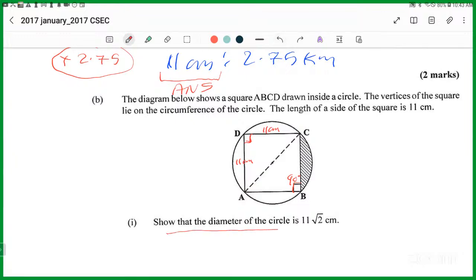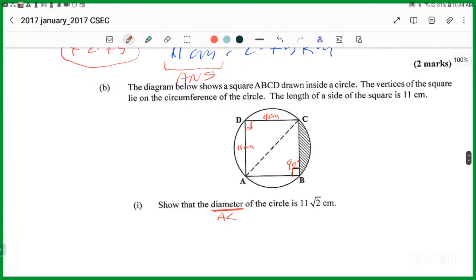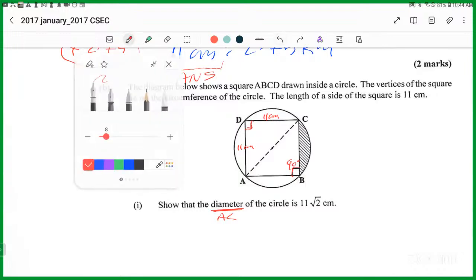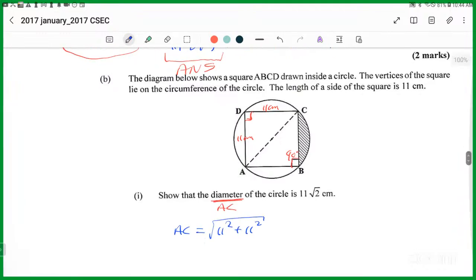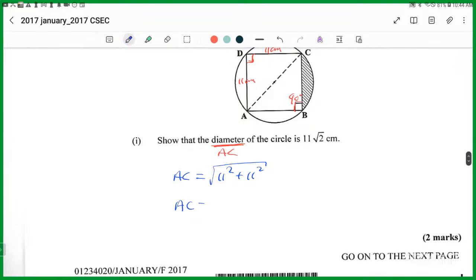Question says, show that the diameter is 11 square root of 2 centimeters. So we're going to use Pythagoras' theorem inside here to get the diameter, AC. I want to tell the examiner that the diameter in the diagram is actually AC. So when you calculate AC, you'd have found the diameter. Pythagoras' theorem tells us that AC would be the square root of 11 squared plus 11 squared.